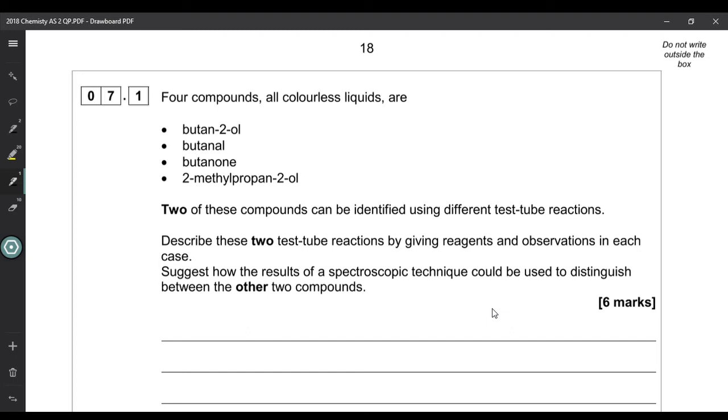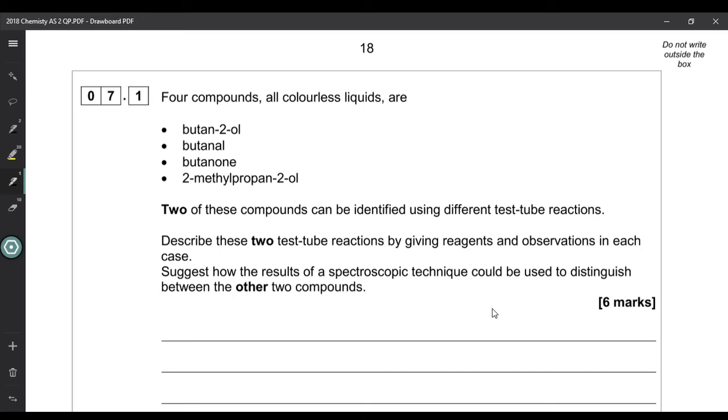Question 7 asks us to identify 4 compounds. They're all colourless. It says 2 of these compounds can be identified using different test tube reactions. Describe these 2 test tube reactions by giving reagents and observations in each case. Suggest how the results of a spectroscopic technique could be used to distinguish between the other 2 compounds.